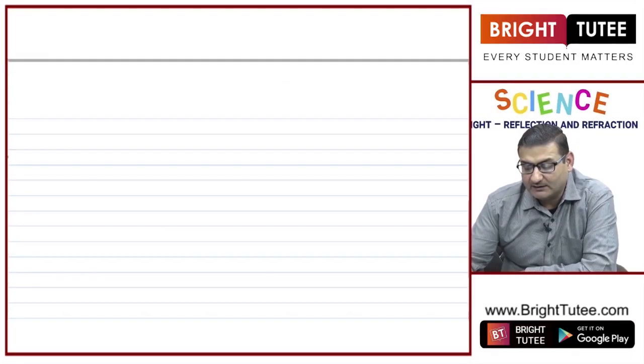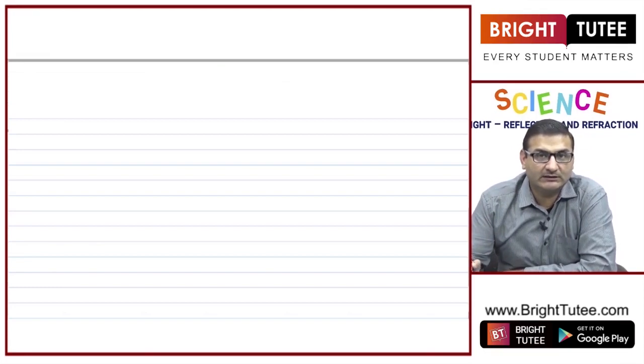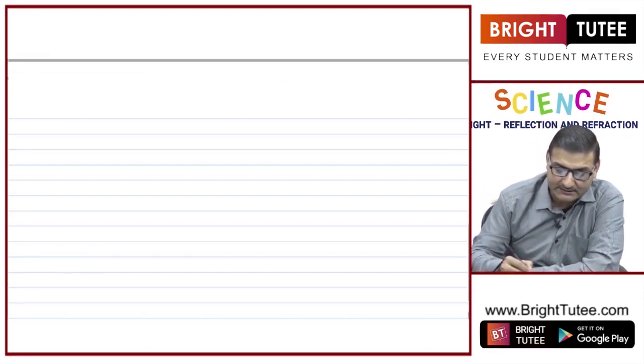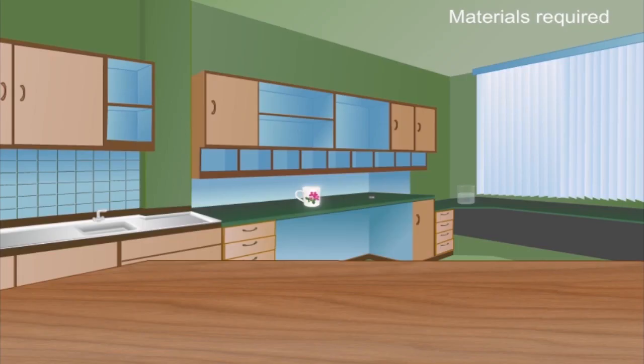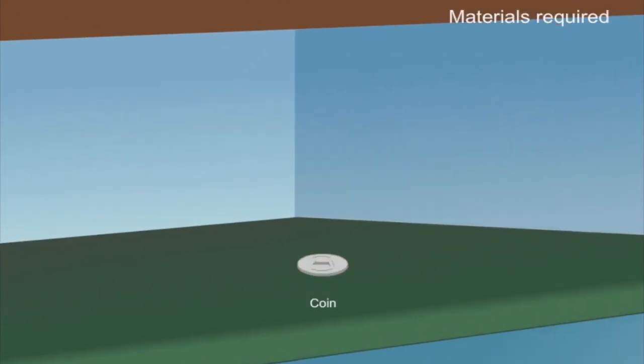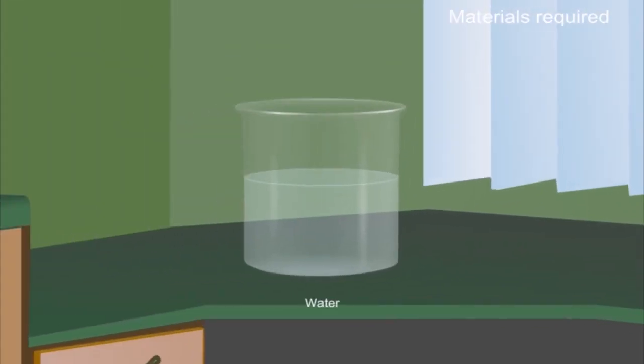Okay. When we put a coin in a glass of water, it appears to be raised. Why does it happen? Let's do an activity, and for this we require an empty china mug, right? And we'll be requiring a coin as per your wish, 1 rupee, 2 rupee, 5 rupee coin, anything, and a beaker containing water. So let us proceed with the activity.